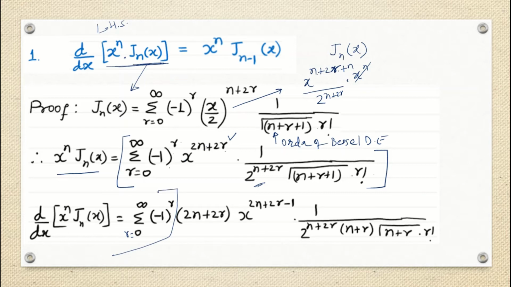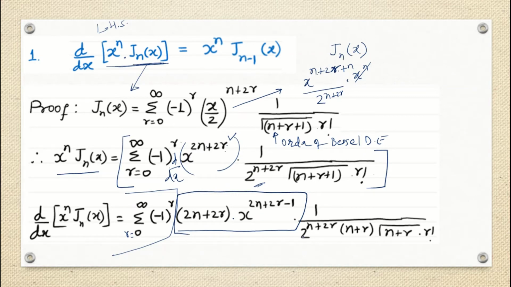I'm just copying it, and I have to find the derivative of this term with respect to x. That means this is x raised to 2n plus 2r. If I am finding d by dx of this term, what will I get? 2n plus 2r will be written here, and then x to the power 2n plus 2r minus 1. Correct? So this is the only change we have made here for the derivative.